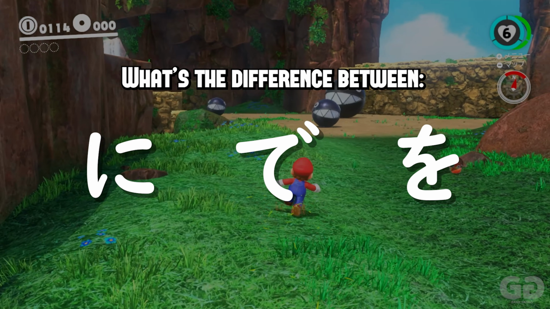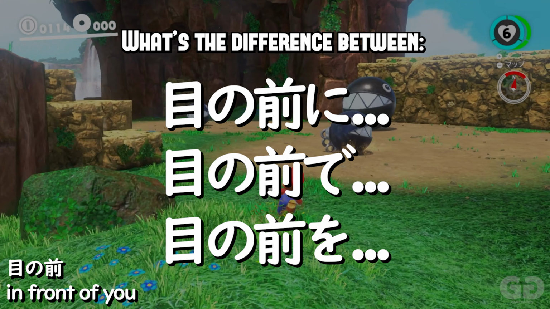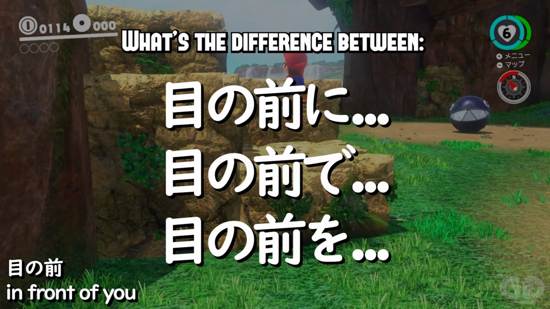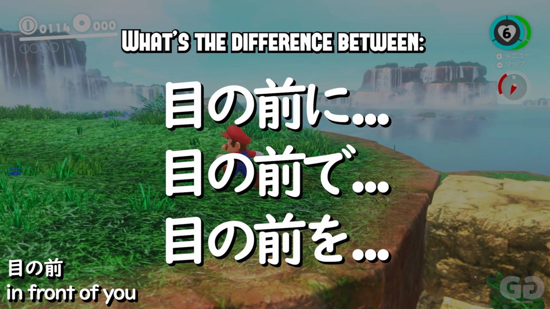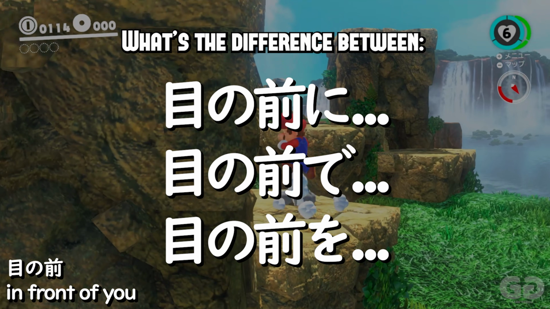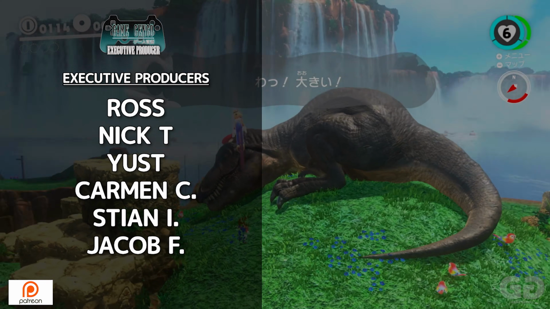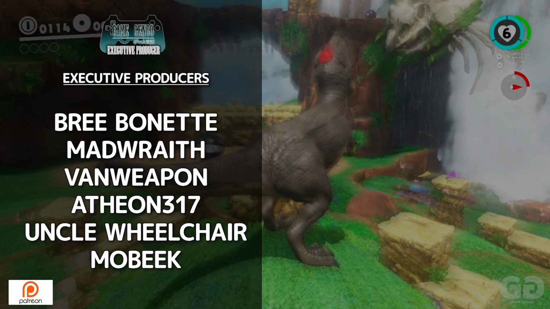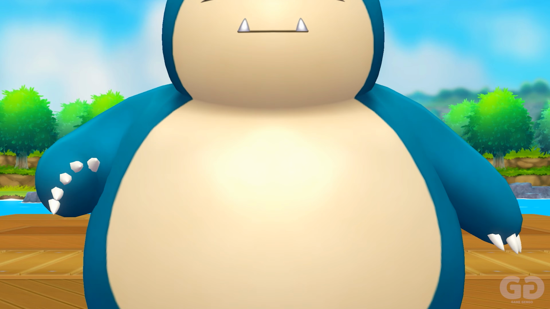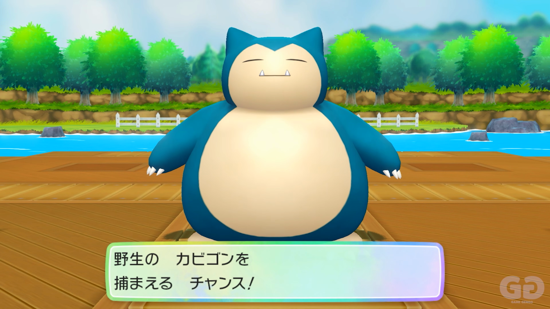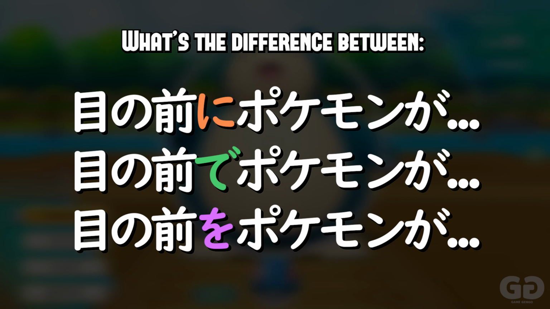What's the difference between ni, de, and o in these three sentences? Well, by the end of this video, you'll be able to answer exactly how these three particles are used, as well as know the difference in how they're used and in what situations you would use one over the other. So before we get started, let's take a quick look at these three sentences. What do you think is the difference in nuance between these three sentences?